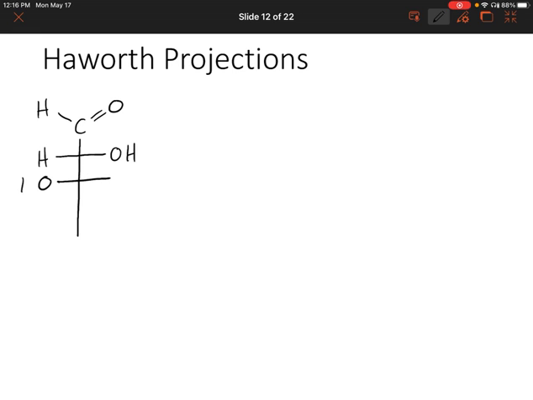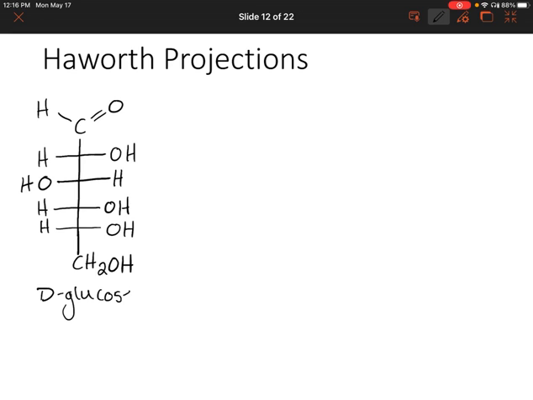You'll probably have this structure memorized by the end of the chapter. All right, and this is D-glucose, so the last or second to last OH group should be on the right. Okay, so we already know that we form a six-membered ring. And I'm going to try to draw this from the side.